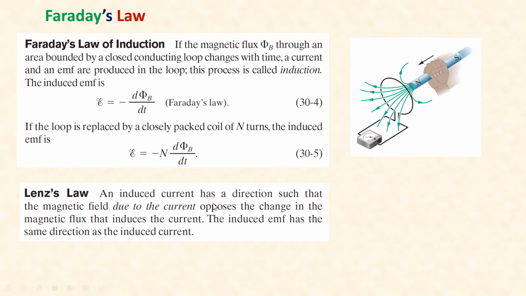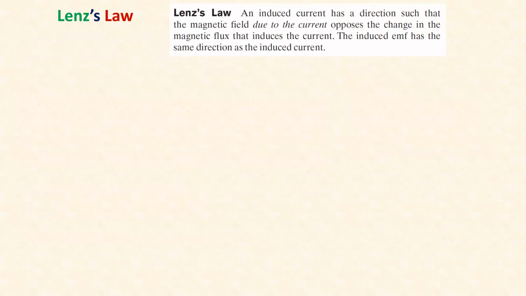An induced current has a direction such that the magnetic field due to the induced current opposes the change in the magnetic flux that induces the current. So basically, whatever creates that current is created in a direction to oppose the original change in the magnetic flux or magnetic field. So induced EMF and induced current have the same direction. Here are some examples.